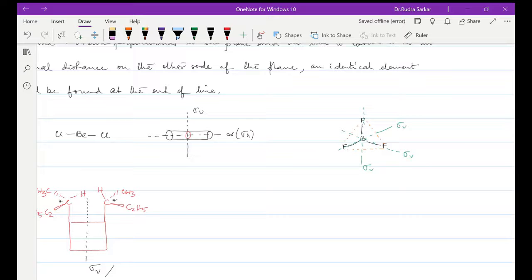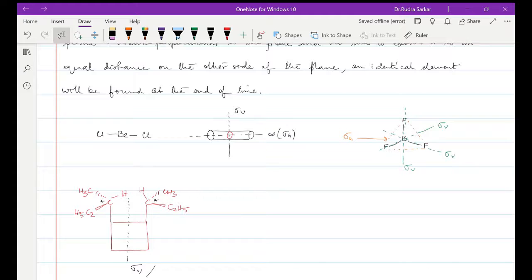Okay, and obviously there will be a plane of symmetry which is sigma h. If you can imagine these dotted orange lines, this will be the plane of symmetry that will be lying on this framework, and that will be our sigma h. So there are 3 sigma v's and 1 sigma h present in BF3. Okay, so this is how we can imagine plane of symmetry in different molecules.